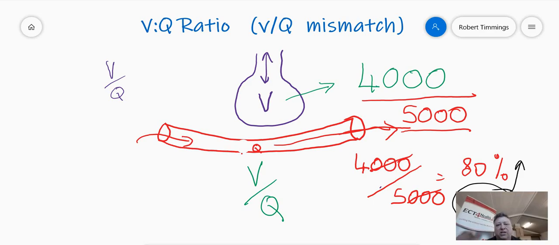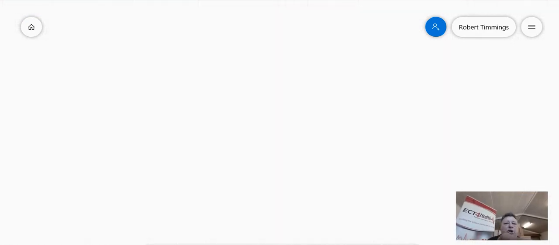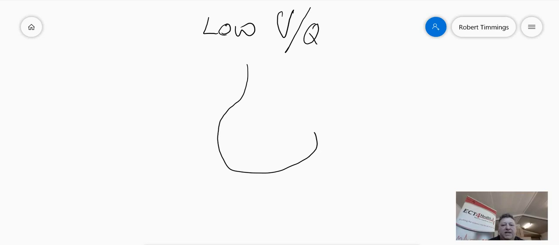Normal VQ ratio is 0.8. So let's look at a couple of examples. We're going to start with a low VQ ratio.